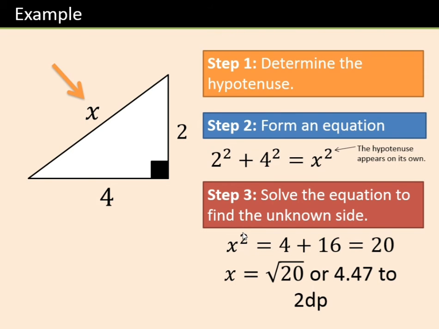So again, just use the tip, okay? If you don't like to form an equation and solve it, all you have to do is square the two shorter sides, add them up, and then square root it, okay? And use your calculator if it's not a square number. That's all it is. I'll repeat that one more time. Square the two shorter sides, add them up, then square root your answer to work out your longest side.